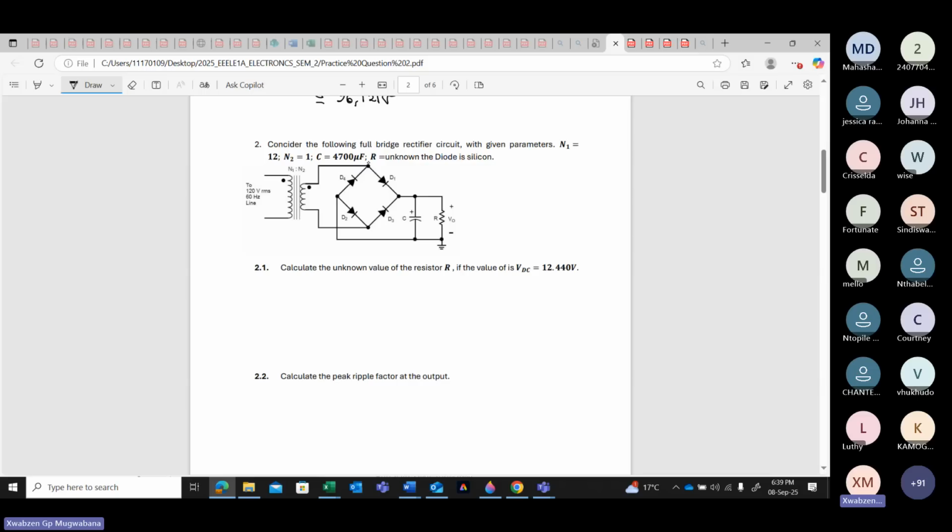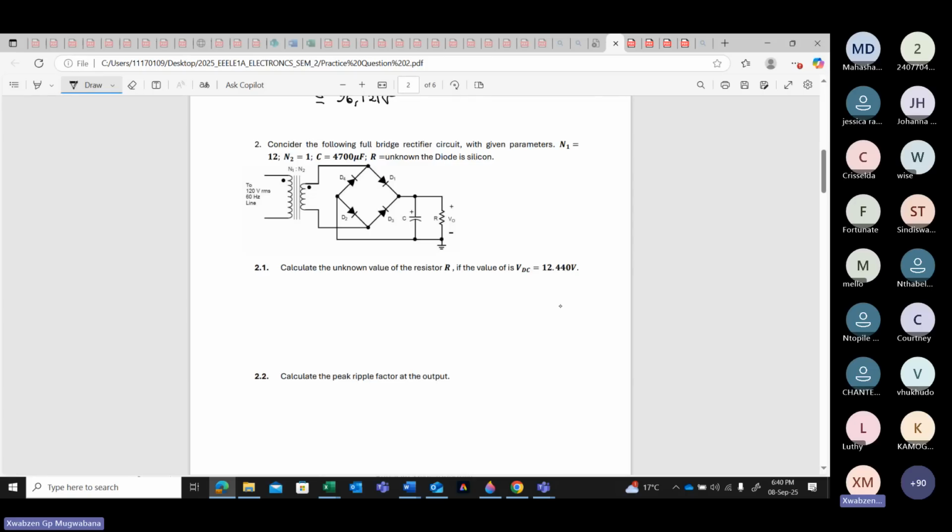Then the capacitance value is given. That is your capacitor. But the resistance value, it says it is unknown. Your R is unknown. The diodes, from D1 up to D4, are silicon. Then from there, how do I work with this? It says I must calculate the unknown value of the resistor, if the value of VDC is given as what?